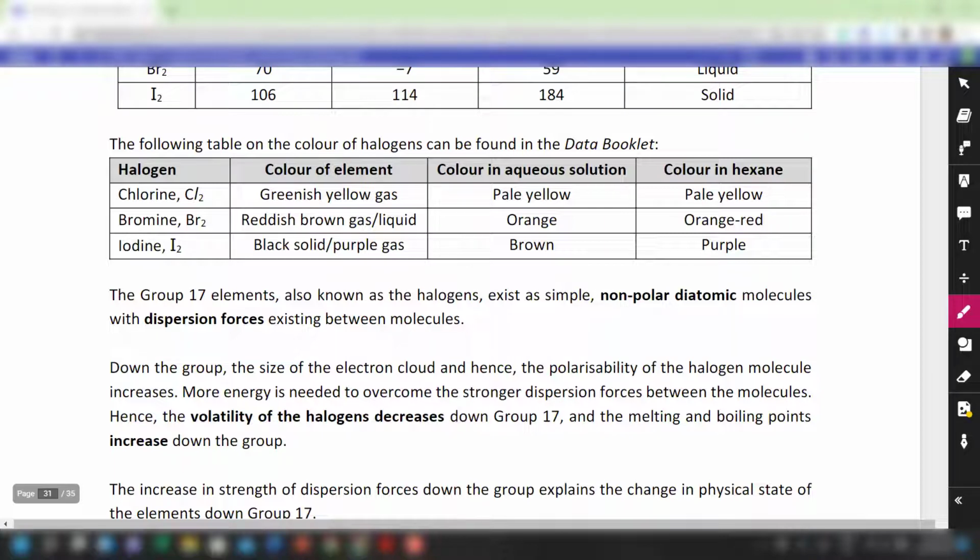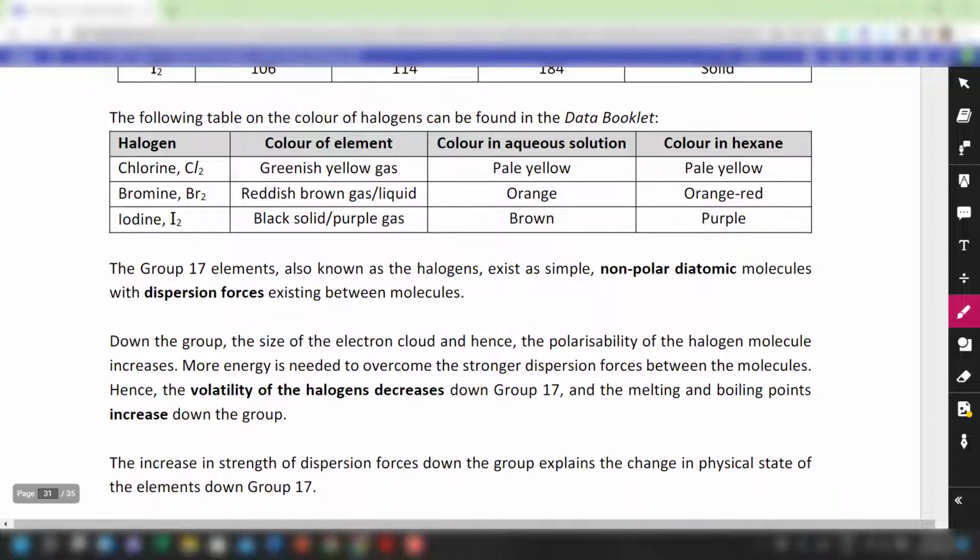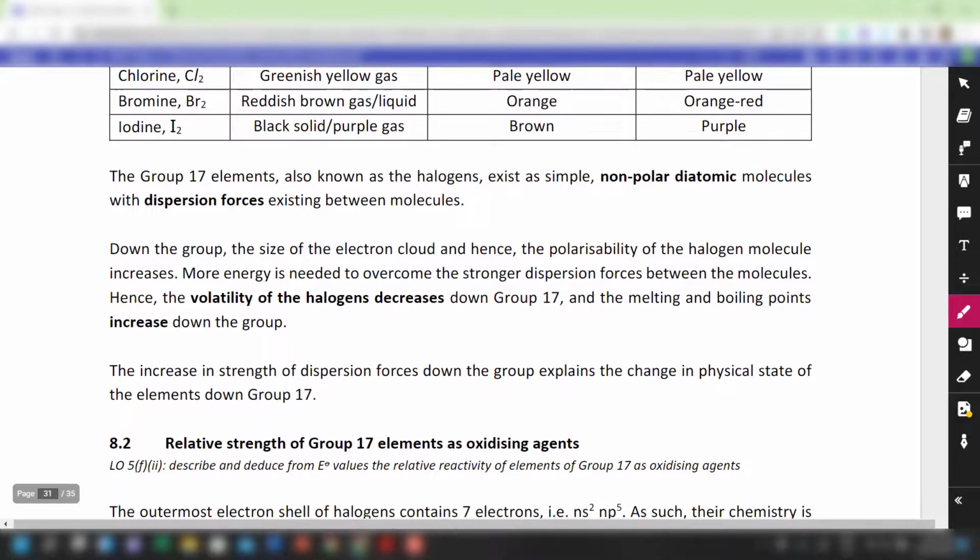Because they exist as simple discrete diatomic molecules, dispersion forces exist between them. As we go down the group, the dispersion forces become stronger, and the heat surrounding us at room temperature is not sufficient to overcome the stronger dispersion forces between iodine molecules. That is why iodine exists as a solid instead of a liquid or gas.